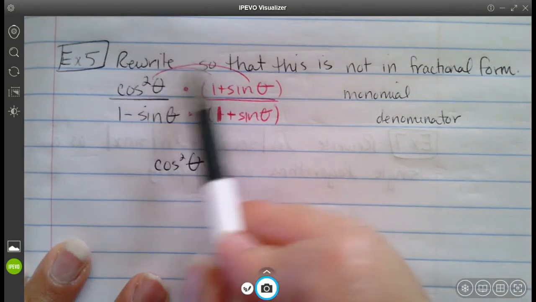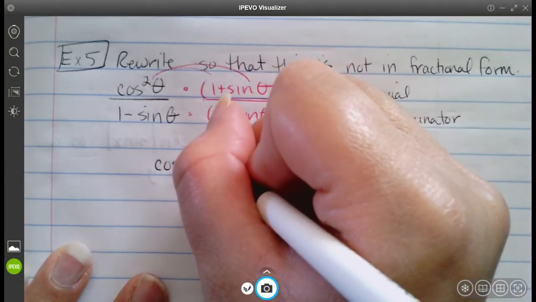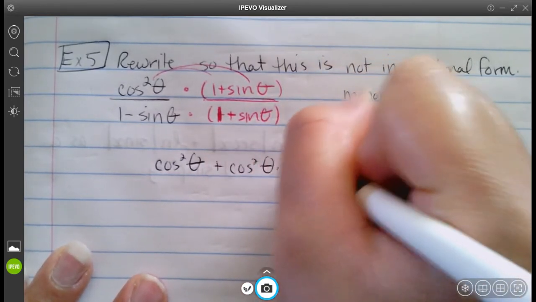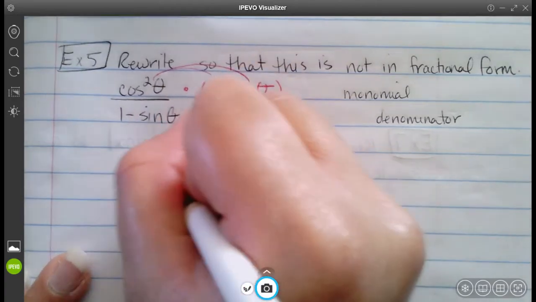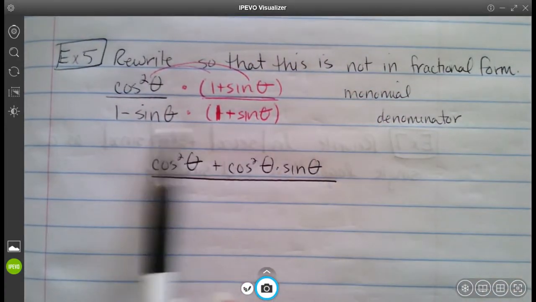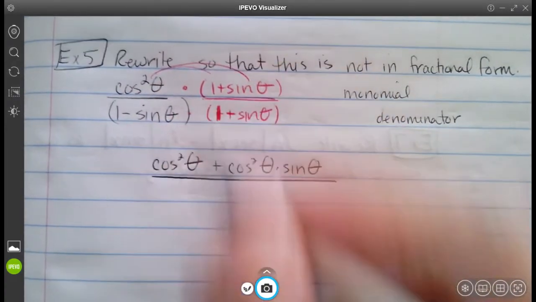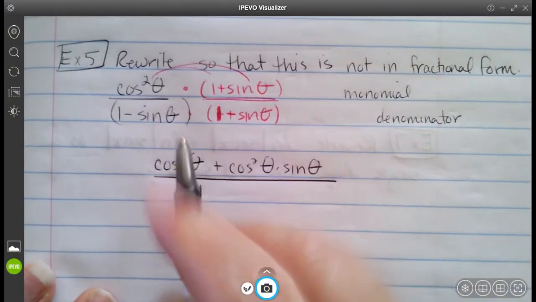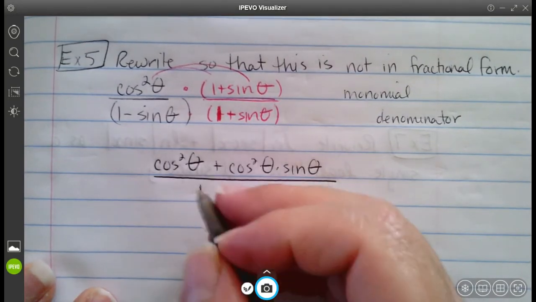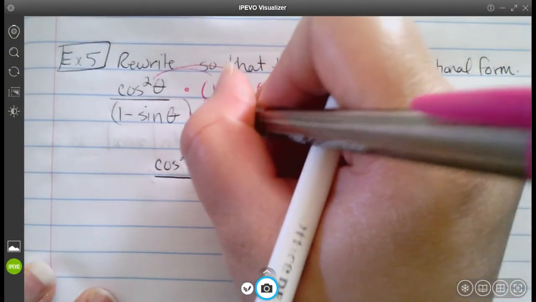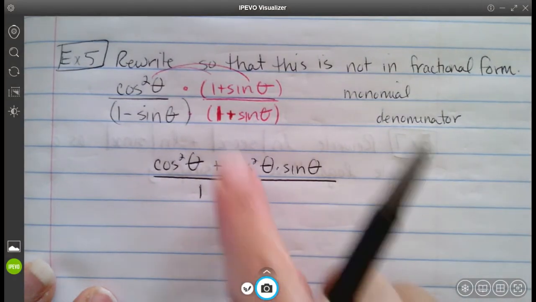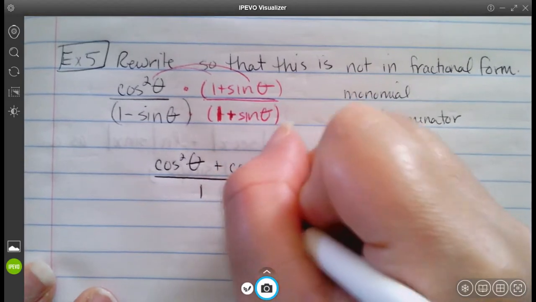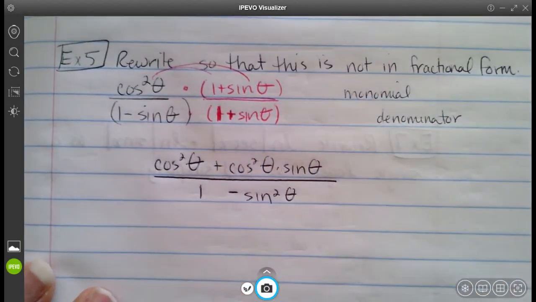Cosine squared theta times sine is going to give us plus cosine squared theta times sine of theta, all over, well, the bottom is kind of like the one we saw before. You're going to FOIL this, and when you FOIL it, you get 1. The middle terms will give us a 0, so make sure that this is a plus. Don't get confused. The middle terms will be a 0, so the last term is going to be negative sine theta times positive sine theta, which is minus sine square theta.